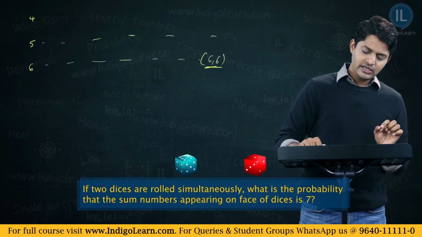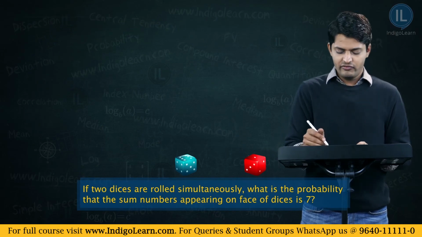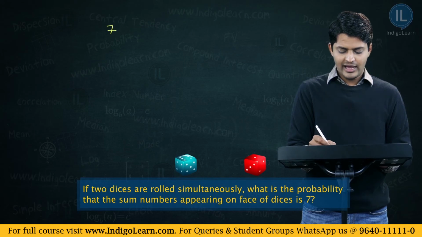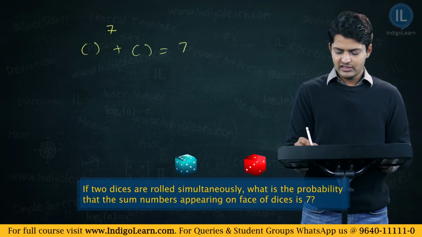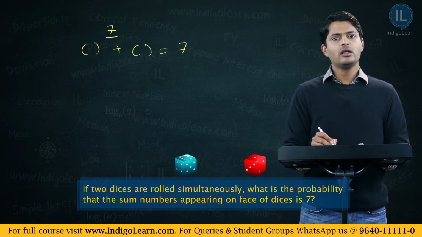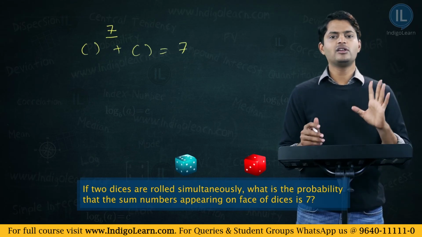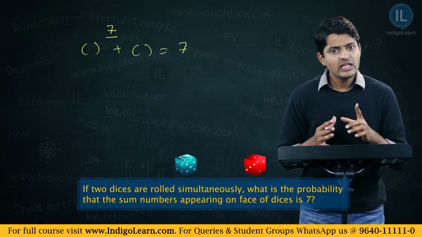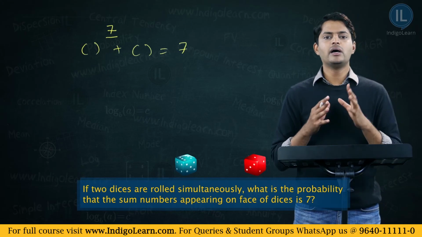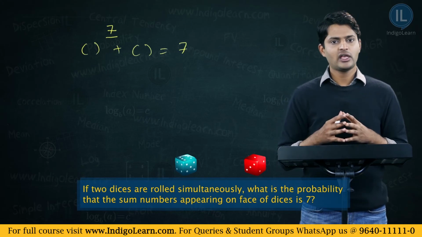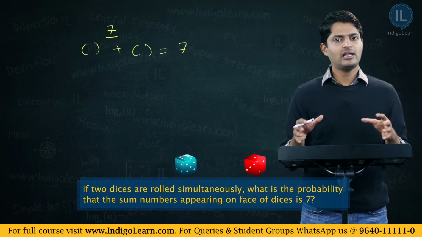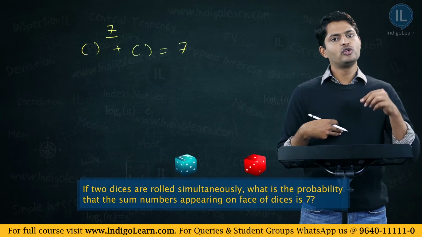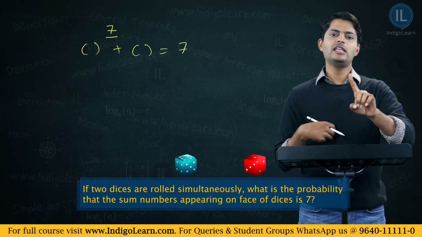But I am interested more in getting a sum of 7. So die 1 plus die 2 should give me 7. Now tell me, the sum of two numbers is equal to 7 and the condition is no number should exceed 6. Agreed? Because the maximum number that you can have on a die is 6. So basically I need to limit myself to not exceeding 6 in any possibility.